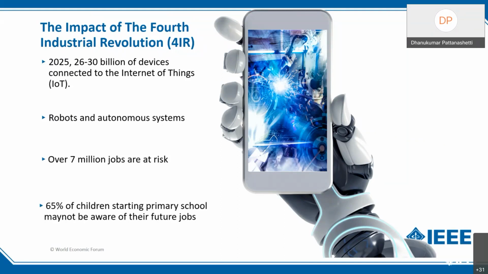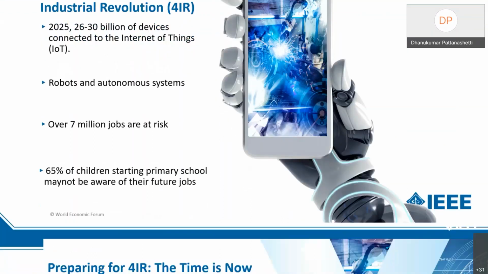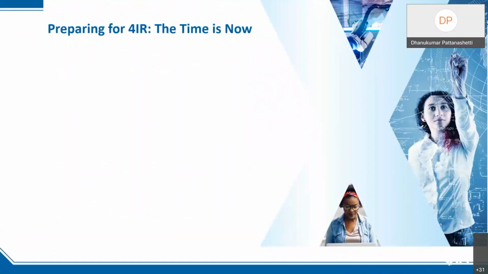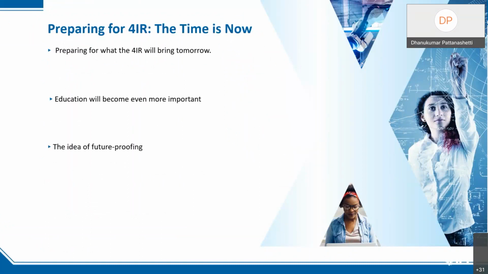Also, maybe you have siblings or cousins who are studying in primary school. They may not be aware; 65% of the children may not be aware of what their future jobs will be. So that's why the fourth IR becomes very important. So preparing for this, we should actually begin with education today, and leaders from business and government need to take an active role and understand the implications. Education will become more important as these revolutionary changes will require new skills and a thorough understanding of the new technology systems. There will also be a lot of changes in the employment landscape.